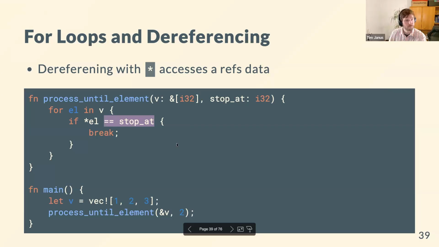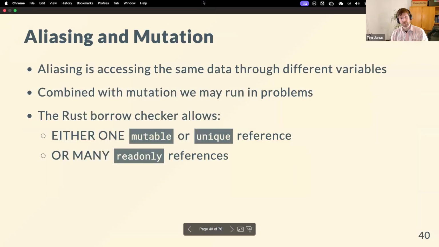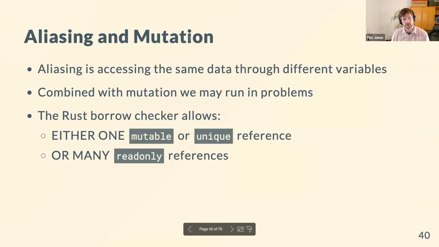The next part is: what is aliasing and what is mutation? Aliasing is really when you use different names or different variables to access the same data.